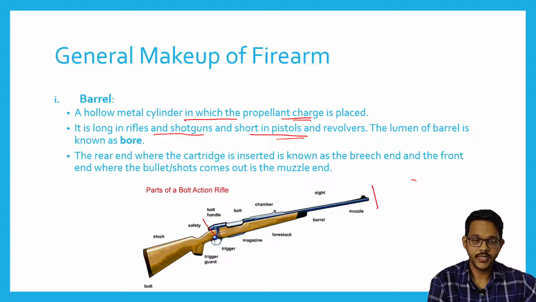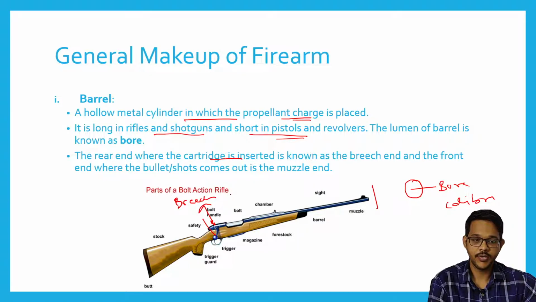The lumen inside of a barrel is called the bore. The terminology differs: in a rifle it is also called caliber, and in a smooth bore it is called bore. It differs, but you should remember the inside of the lumen is the bore. The rear end, the end from which the cartridge is inserted, is called the breech.